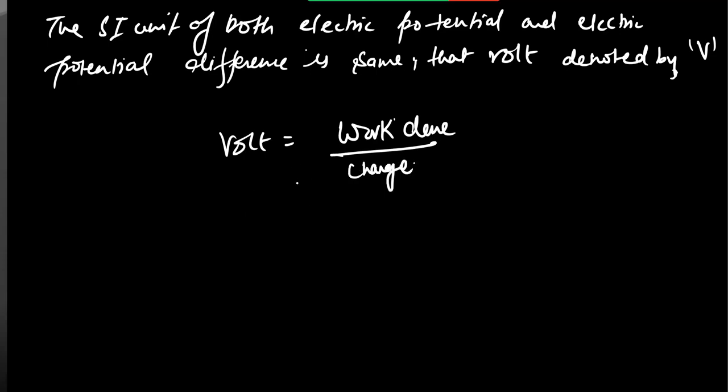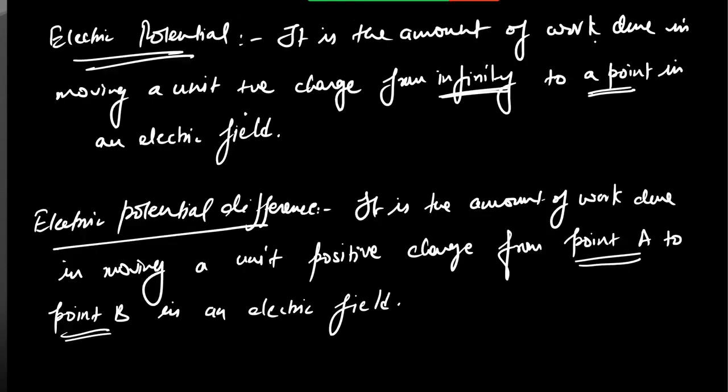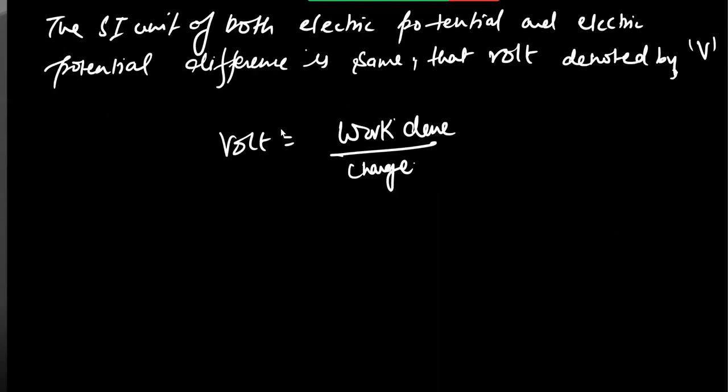So what does work done mean? Work done means, as we have written in the definition, the amount of work done in moving a unit positive charge. That work done is the energy being used to move 1 coulomb of charge, that is, per coulomb of charge. So this is called electric potential.